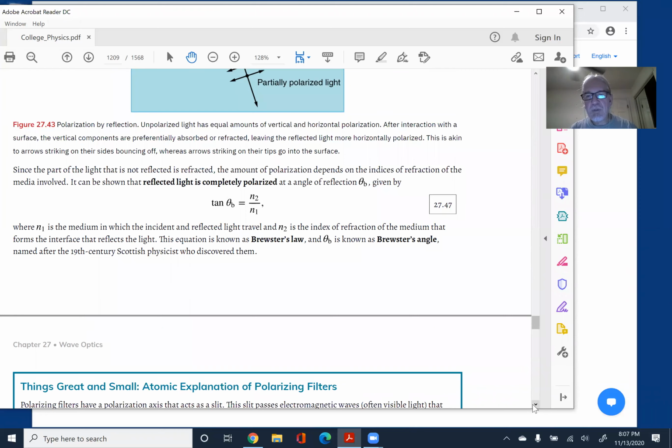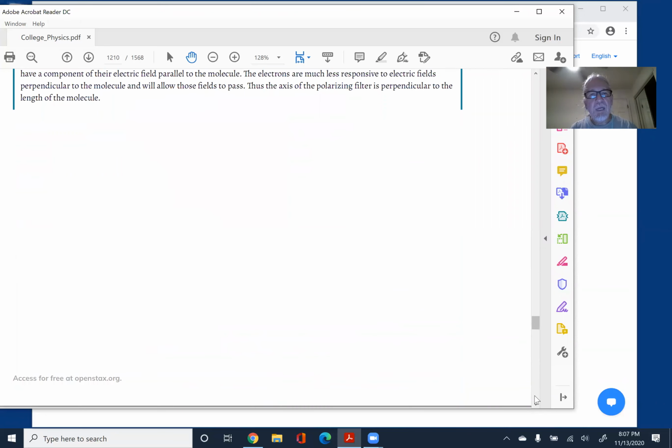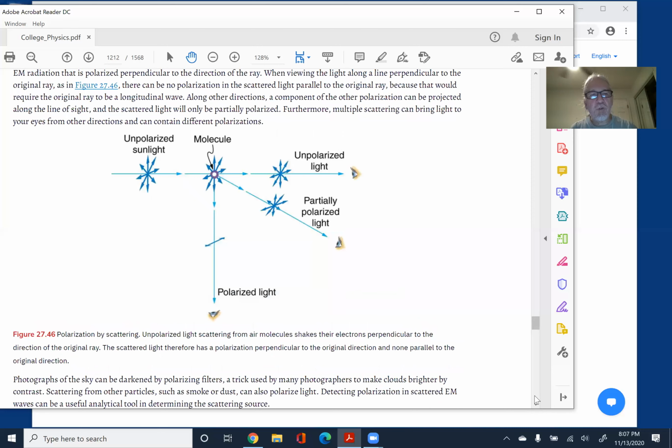I'm not going to talk about the Brewster angle. There's a third mechanism of polarization, which is just sunlight hitting random molecules in air as it gets to us. It partially polarizes light, and sunglasses are also good for that.